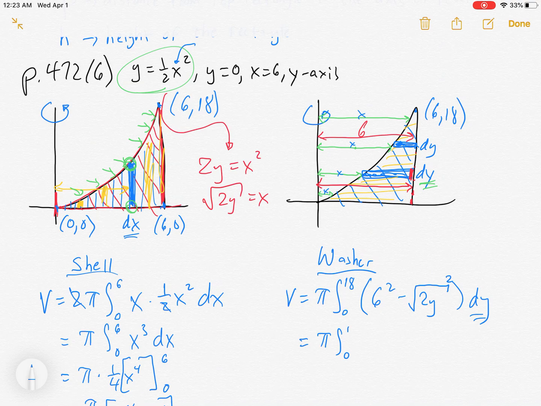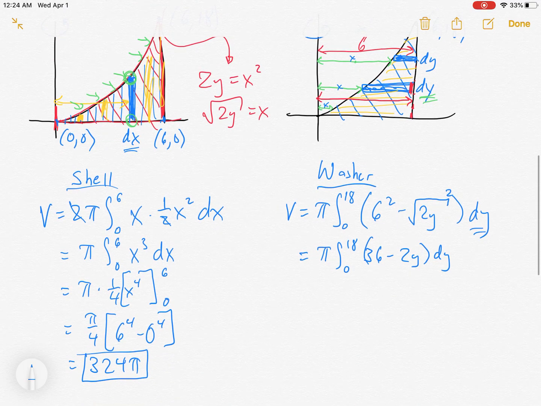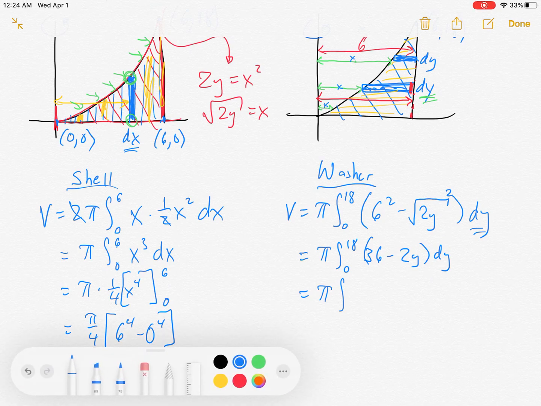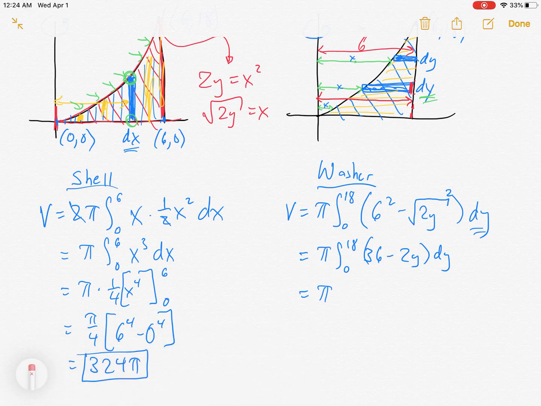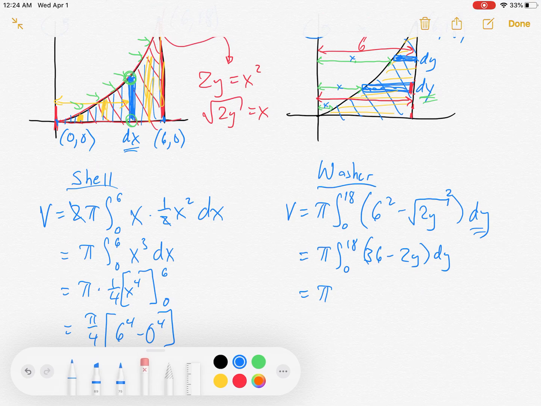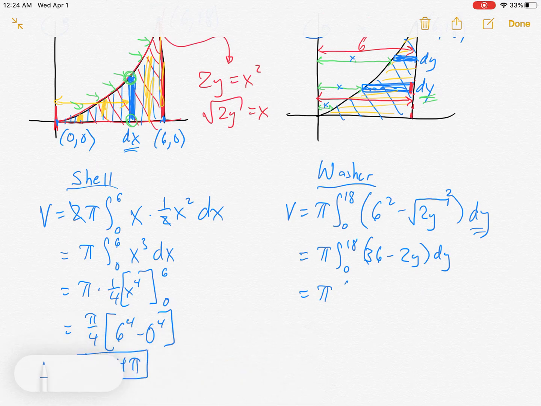What are we going to have here? So again, if you want to skip the integral, feel free, but I feel like I should probably do it since you can so easily skip. Okay, so hopefully I'm doing this right. So this is going to be 36y minus y squared, 1/2 times 2y squared. And we're going to evaluate that from 0 to 18.